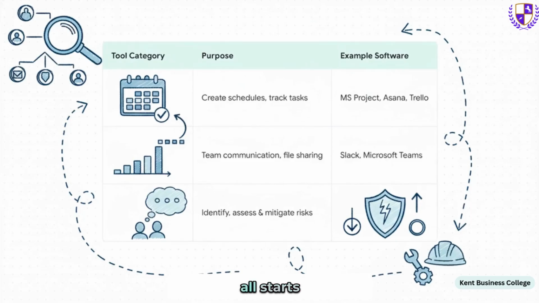And this is where it all starts to click for Jody. See, Adam explains you don't need to be a wizard at every single piece of software out there. The real key is just understanding the categories. You've got your tools for planning and tracking, like Trello or MS Project. Then you've got your collaboration tools, like Slack or Teams, for keeping everyone connected. And then you have some more specialized tools for things like managing risk. It's all about knowing which type of tool to grab for the job at hand.